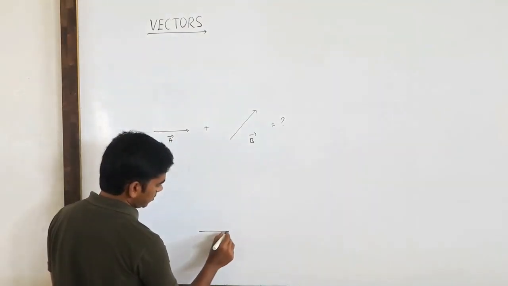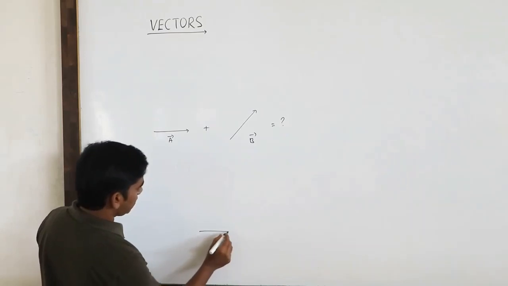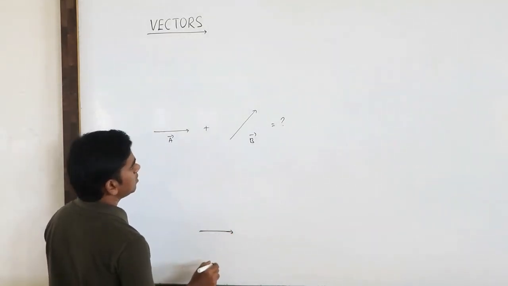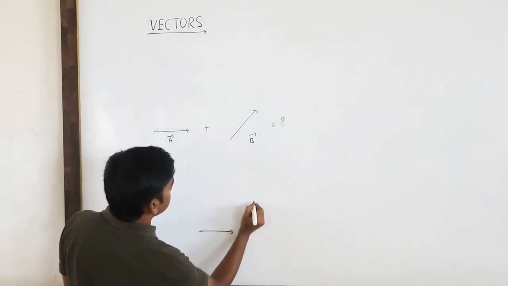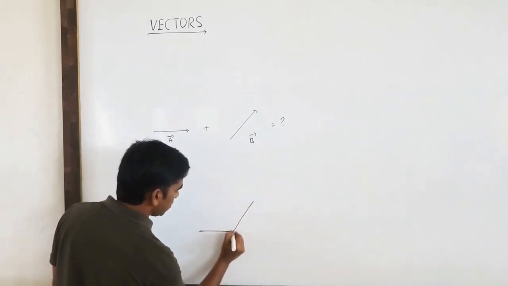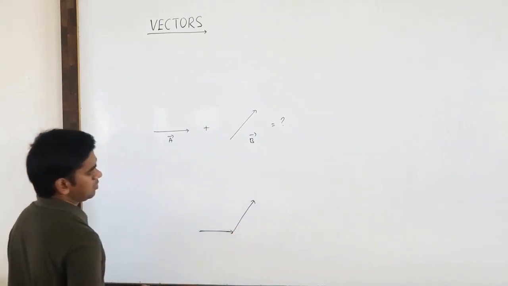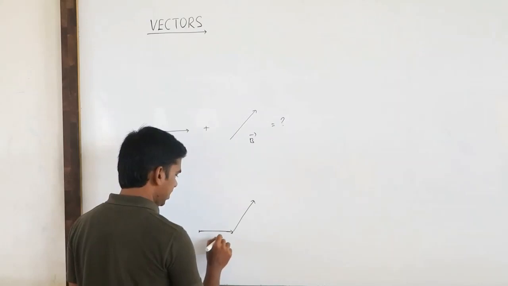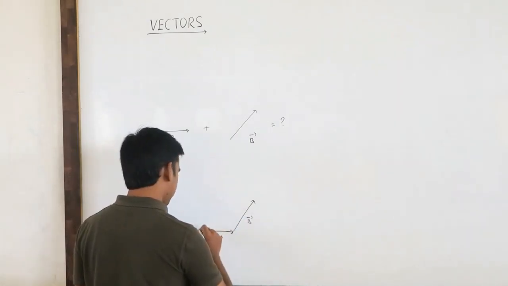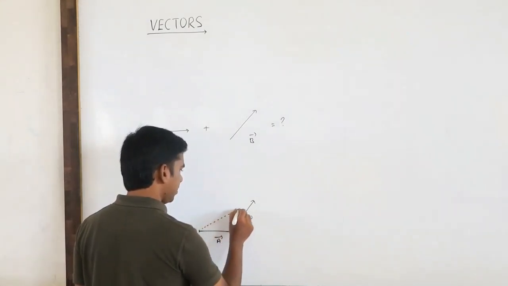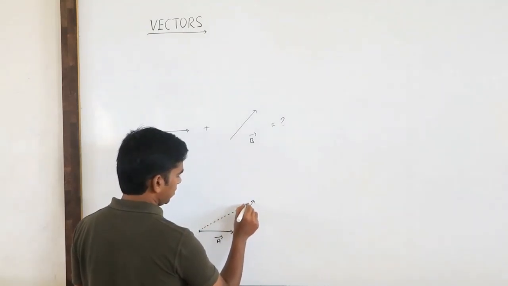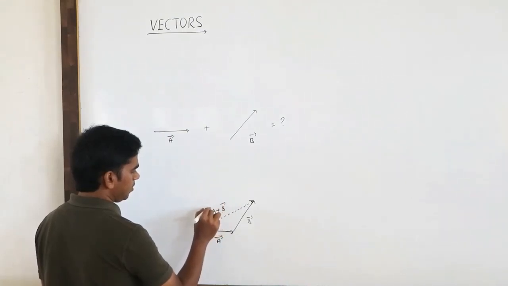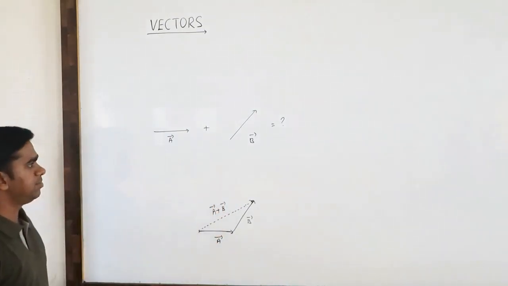So this is your vector A, and vector B over here in this way. This is your vector B. The resultant will be in the opposite direction, from tail to the head. This is vector B, from tail to the head. So what is this going to be? A plus B. Vector A plus vector B.